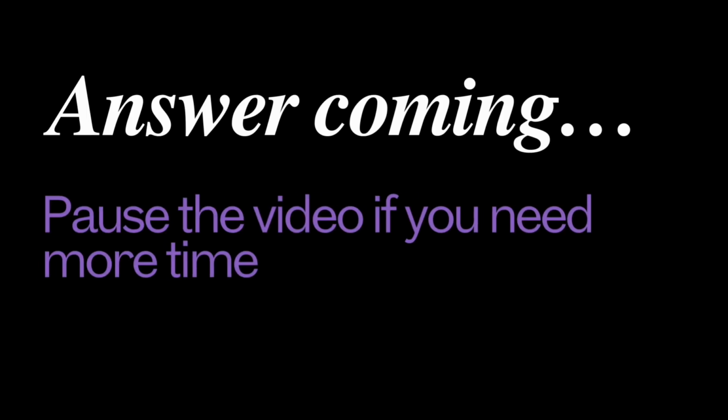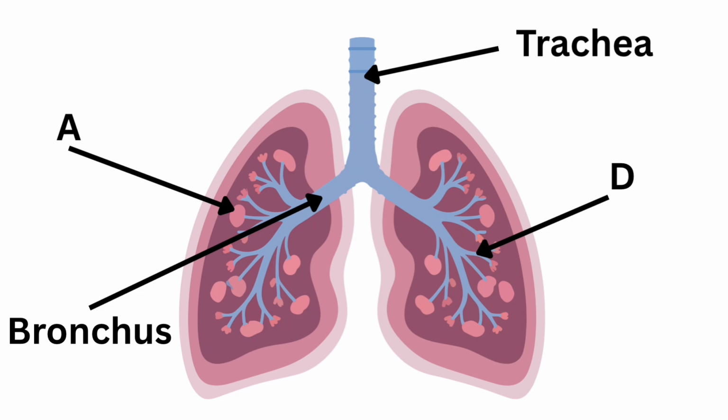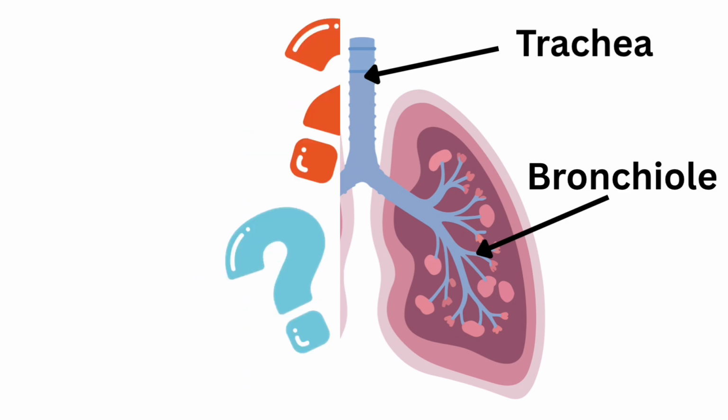I'm about to show you the answer, so pause the video now if you want more time. Let's see how you got on. All of the air enters through part C, which is the trachea. The trachea splits into two tubes, which are each called a bronchus, or they're called bronchi if you talk about both of them at the same time. The bronchus then divides into smaller branches, which are called bronchioles. And the bronchioles end in tiny little air sacs, which are called alveoli, and one of them alone is called an alveolus.